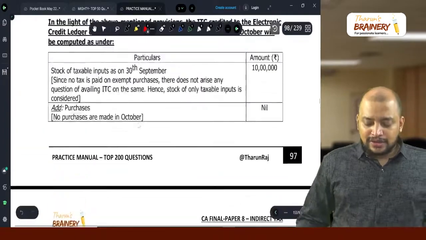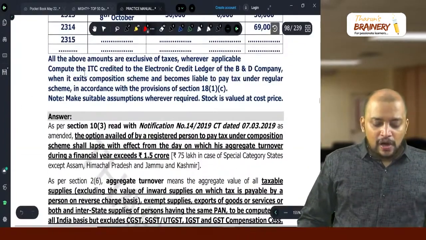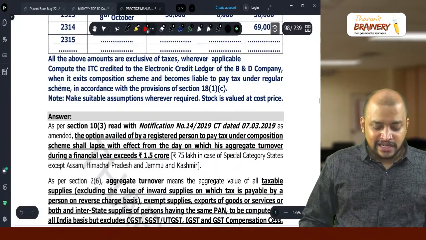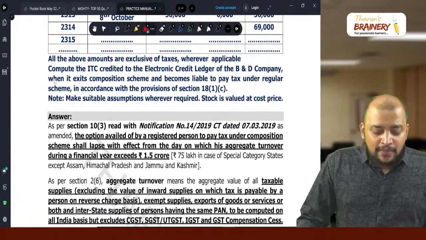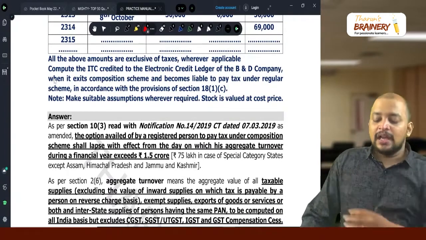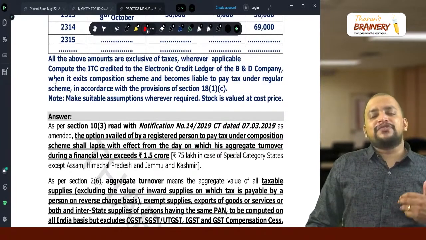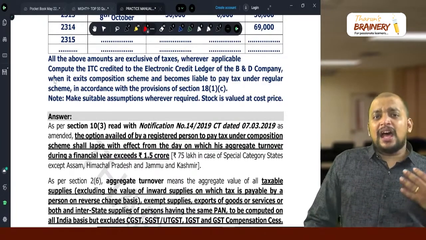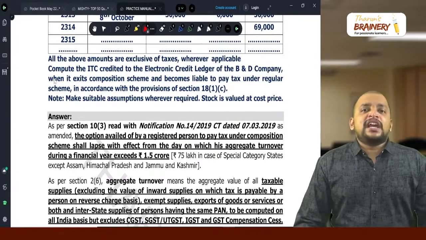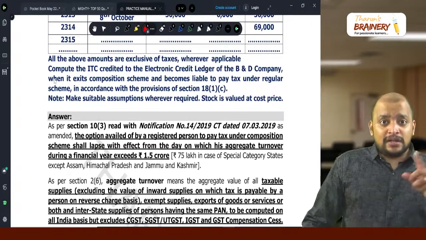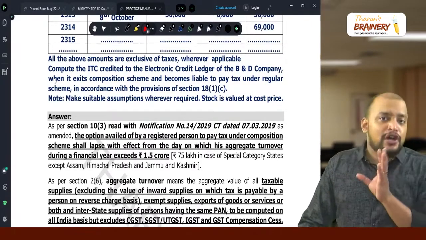Clear? So that is with respect to this. Actually, here the question is that all the above items are exclusive of GST. Compute ITC credited to the electronic credit ledger of the BND company when it exits the composition scheme and becomes liable to pay tax under the regular scheme in accordance with the provisions of 18(1)(c). And how to take this credit? This credit will be availed by filing Form GST ITC-01 within 30 days from the date when we are migrating from the composition scheme to the normal scheme.